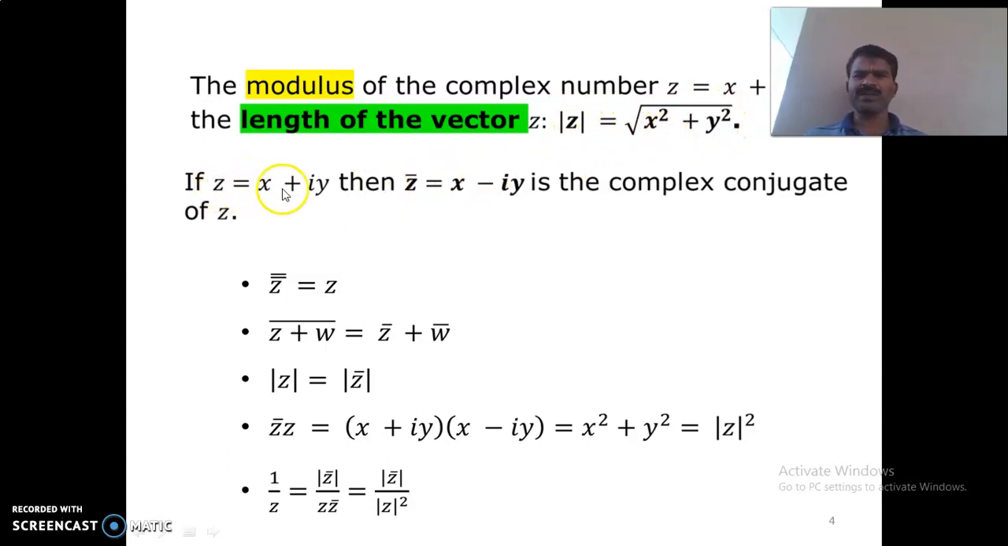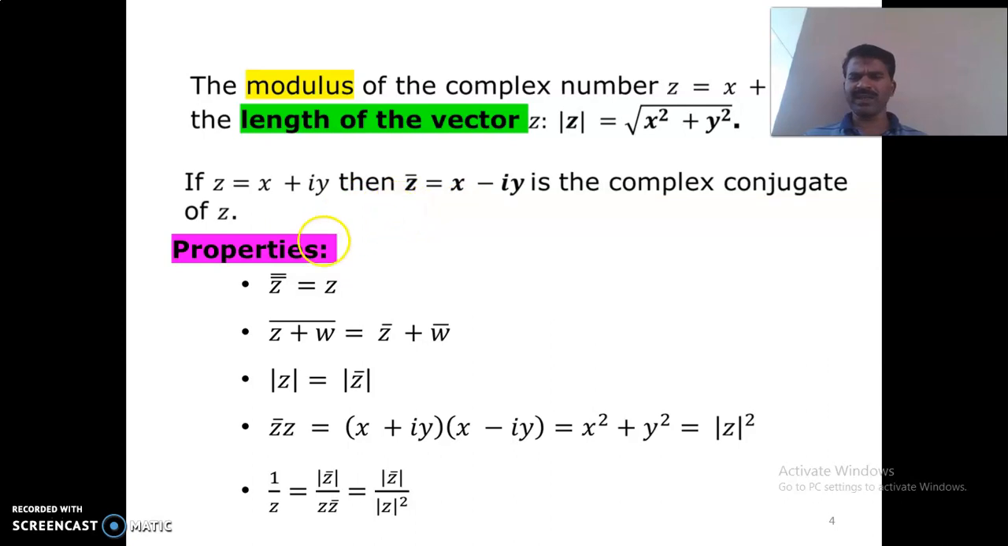If z equals x plus iy, its complement is x minus iy, that is, z complement is x minus iy. In other words, this z complement is the complex conjugate of the variable z. What are the properties of this complex variable? For complex numbers, the complement of the complement of z is z itself.